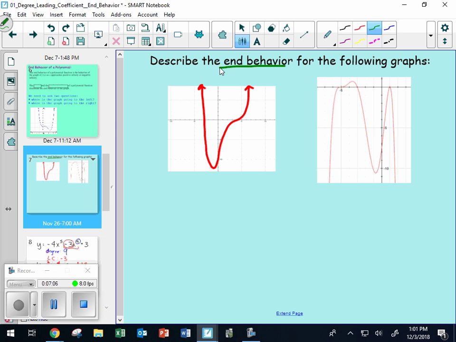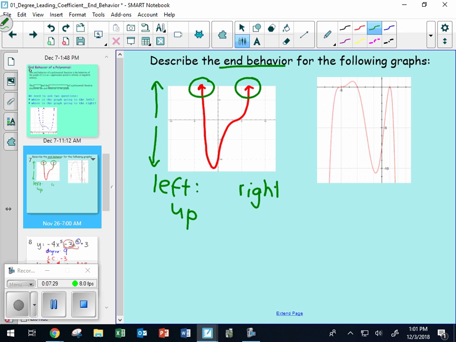And I look at this side, the left-hand side of my graph. If I'm looking at the left, is my y value going in the positive direction or the negative direction? Is it going up or is it going down? It's positive, so it's going up. On the right side over here, is it going up or is it going down? It's going up. There's your end behavior.